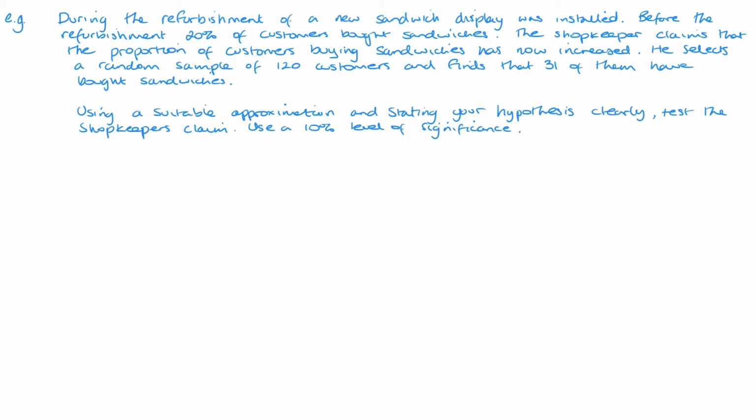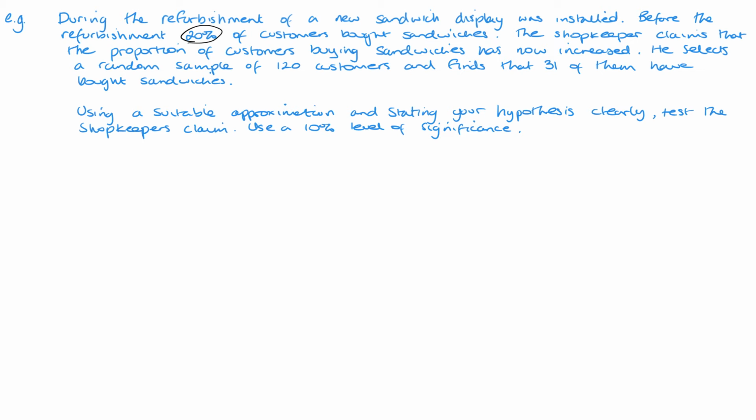So again, this question is a part of another question. So this is actually part B. There's nothing needed from the first part here, but let's get into it. So I'm going to skip through bits of it, but we got 20% of customers bought sandwiches before this refurbishment. So that's looking at a probability. And look, we're looking at n as well. So we are looking at a binomial distribution initially.